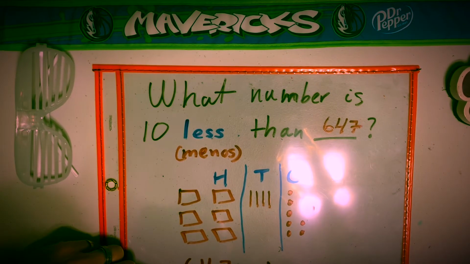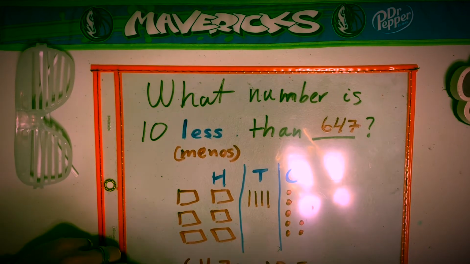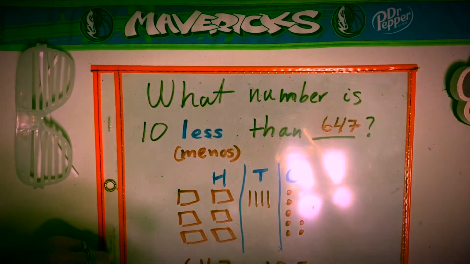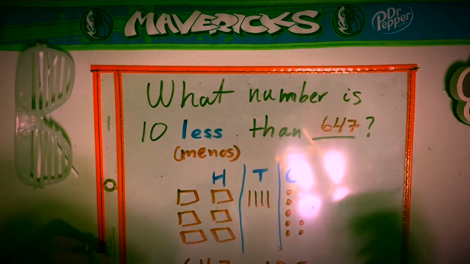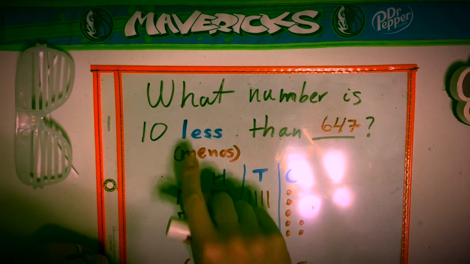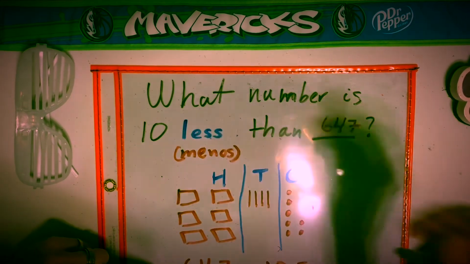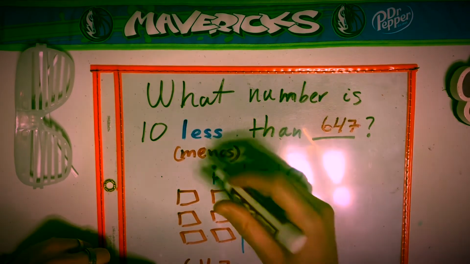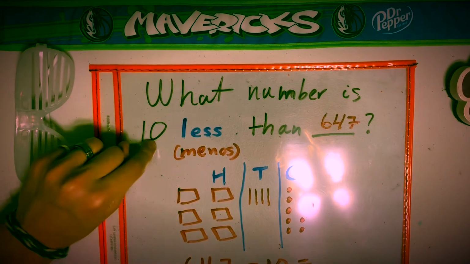647 minus 10. It will tell me the answer. The best way to do it with the base 10 blocks, I need to take away. Can you say it with me? Take away. When we take away, we're subtracting, we're doing less. Cuando quitamos, estamos restando y estamos poniendo menos. Take away. So now we have to take away 10.